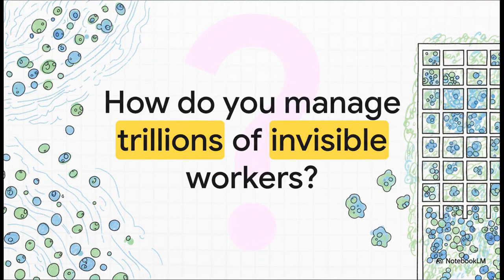And that's really the big question, isn't it? How do you manage a workforce of trillions that you can't even see? These workers are microorganisms, bacteria, protozoa, and they're the ones doing all the dirty work, literally eating the pollutants. But to get the job done right, you have to organize them. So how on earth do you do that?